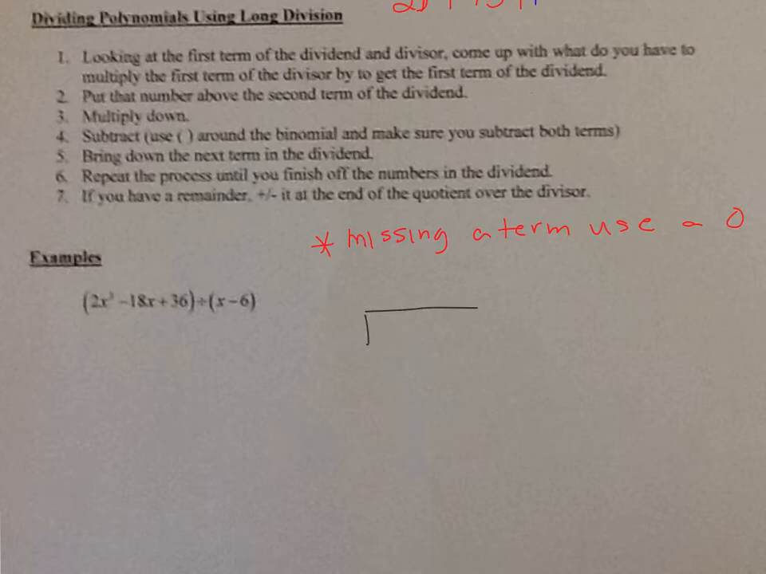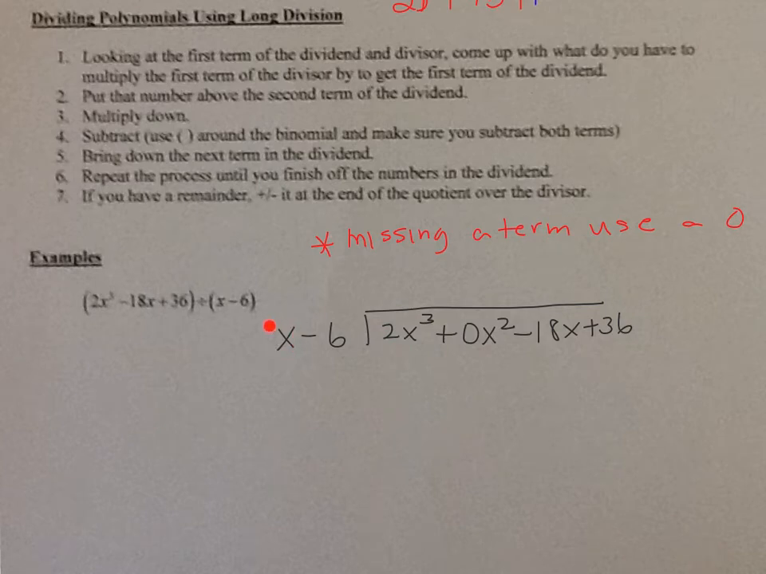Okay, so let's rewrite this. The dividend is 2x to the third. I need an x squared, so it's going to be plus 0x squared minus 18x plus 36 divided by, my divisor is x minus 6. Okay, so now what you're going to do is look at the first term in the divisor and the first term in the dividend. And you're going to say to yourself, what do I need to multiply x by so that I get 2x to the third? So what I need is a 2x squared. I put that right above the second term.